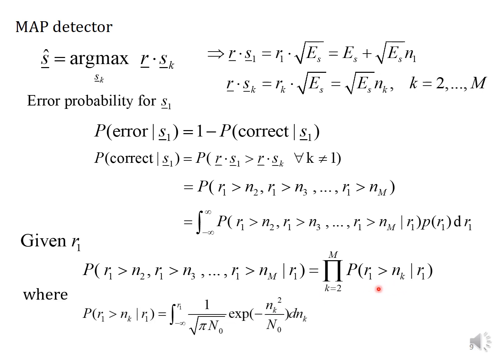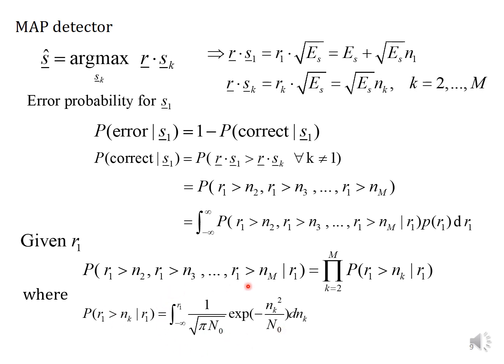Okay, so here let's find the probability of R1 greater than Nk, given R1. Remember, R1 is just a value, and Nk is a random variable. That means the probability of the random variable Nk being less than the value R1, right?